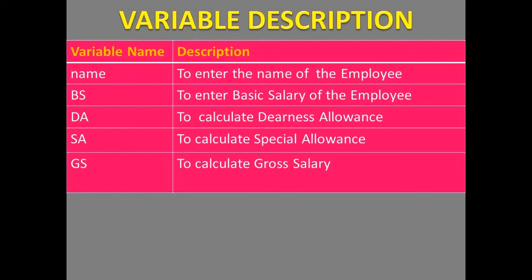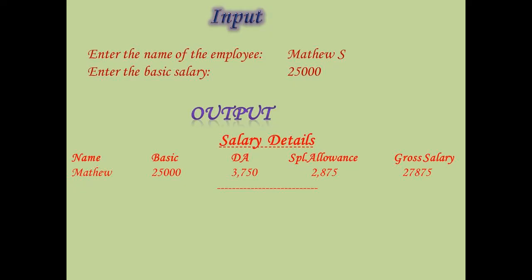And see the input and output. How can you give the input? See, this way we can give the input. The user can enter the name of the employee, then we can give the value. I have given Matthews. Enter the basic salary, 25,000. Then the output will come like this. Salary details: name, basic, DA, the special allowance, with the space, gross salary. Then after that you will get the answer also. Okay, it's a very easy program. If you do it like this, you will get this answer.